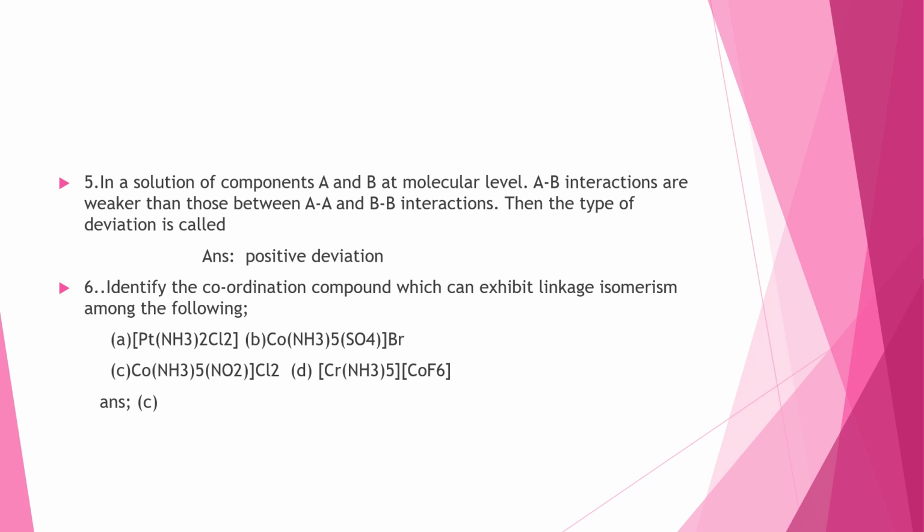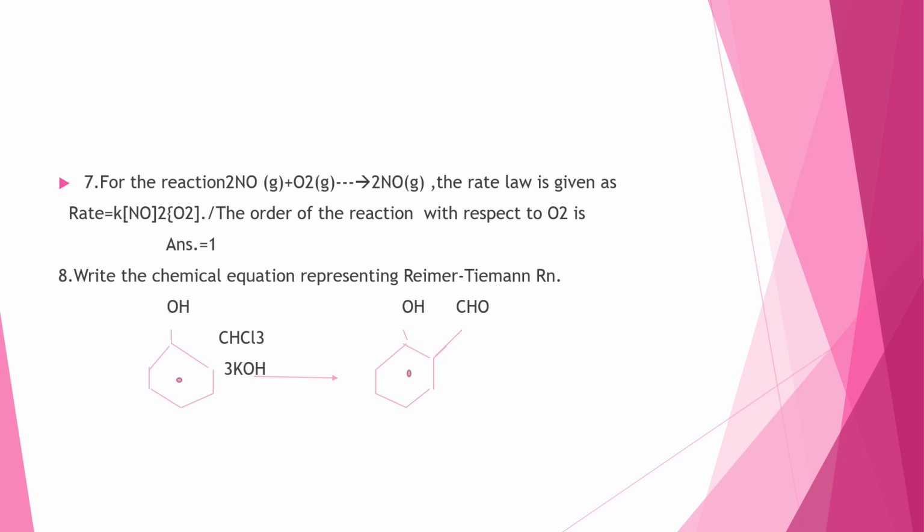Question number 6. Identify the coordination compound which can exhibit linkage isomerism. We know that linkage isomerism is shown by ambidentate ligands. The only option which contains an ambidentate ligand is option C. Question number 7. For the reaction 2NO plus O2 giving 2NO2, the rate law is rate equal to k[NO] raised to 2 [O2]. The order of the reaction with respect to O2 is 1.